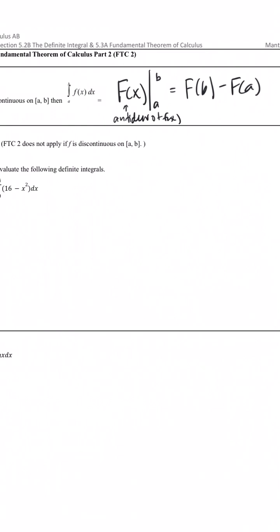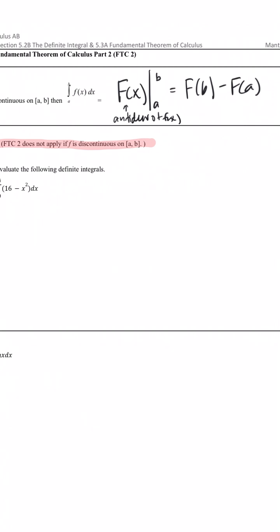Okay, now a note here is that this does not apply if we are discontinuous. We have to be continuous. Otherwise, how do I calculate an area of a function that's discontinuous? I don't know how to find that area. Okay, so first example here.